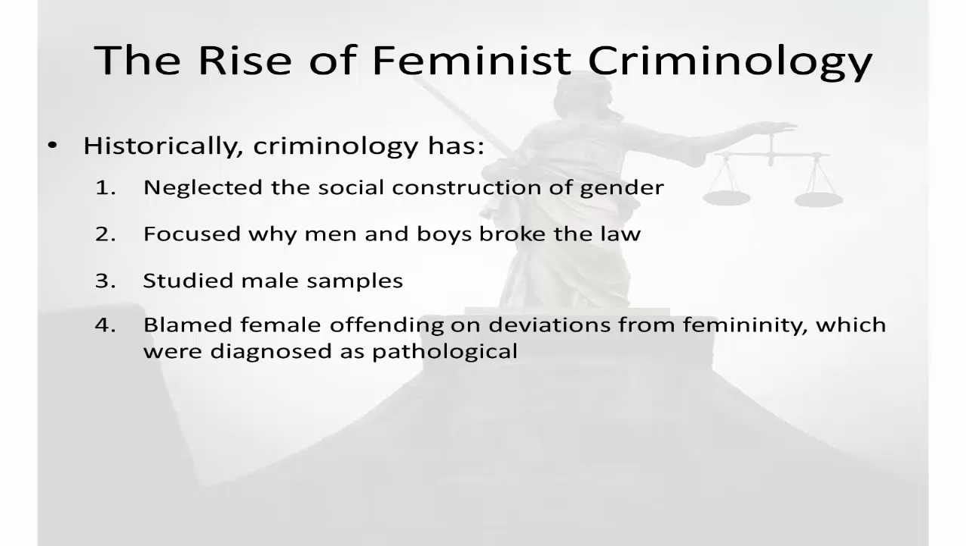Also, mainstream criminological theory has primarily focused on men and boys and why they break the law. You think about all of the theories that we've covered thus far, most of the studies have been done on males and not on females. These theories have also blamed female offending on deviations from femininity. Girls who deviated from what it means to be feminine were often diagnosed as pathological. So let's look at the construction of femininity.